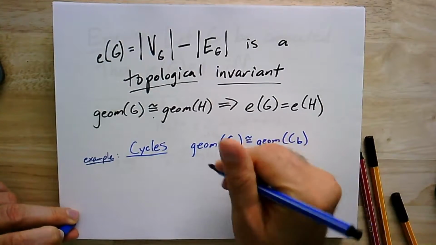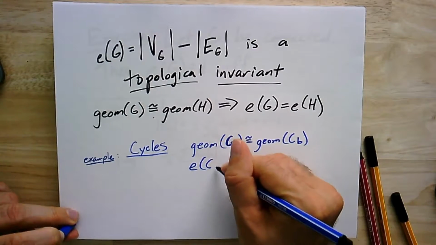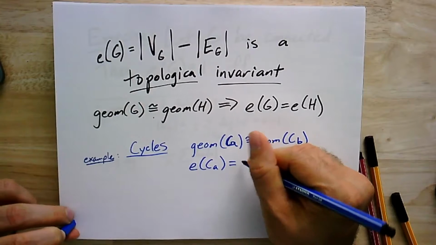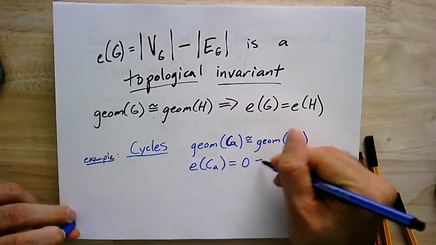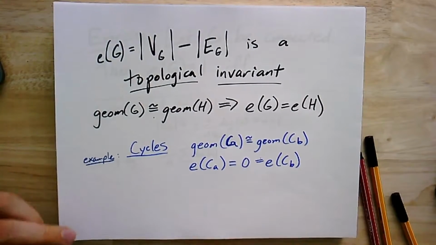And in this case, it's easy to check that this invariant on the cycle, because cycles have the same number of vertices and edges, the difference is 0, so it's also equal to E of C_B. Okay, so this simple case you can check.